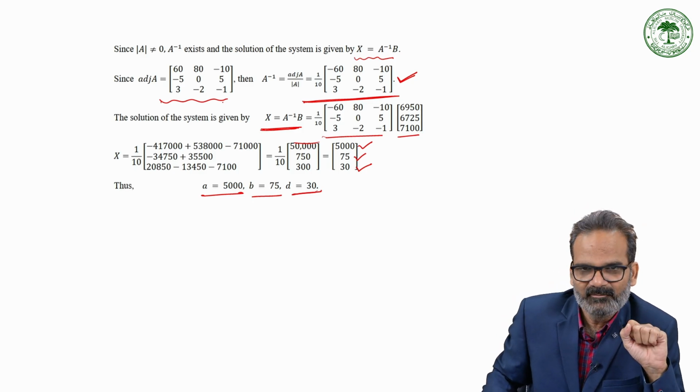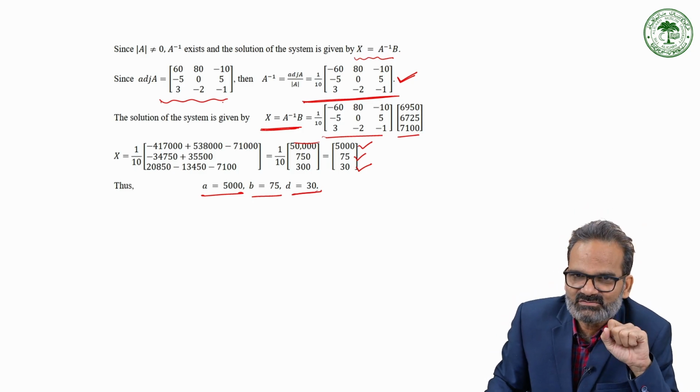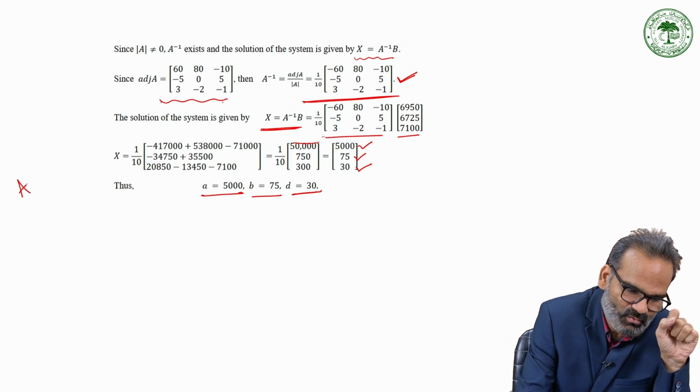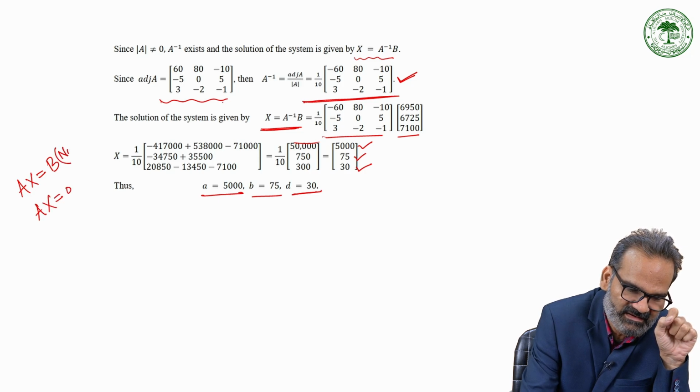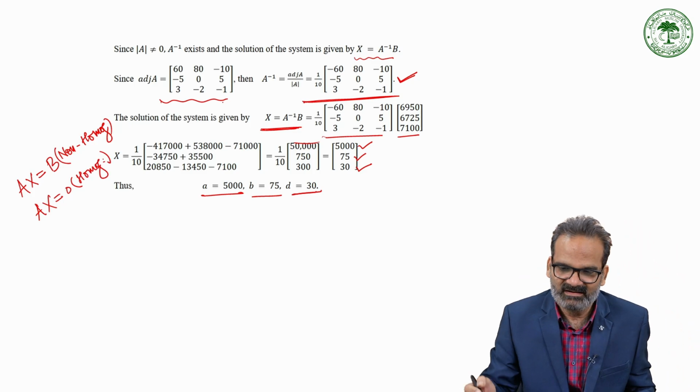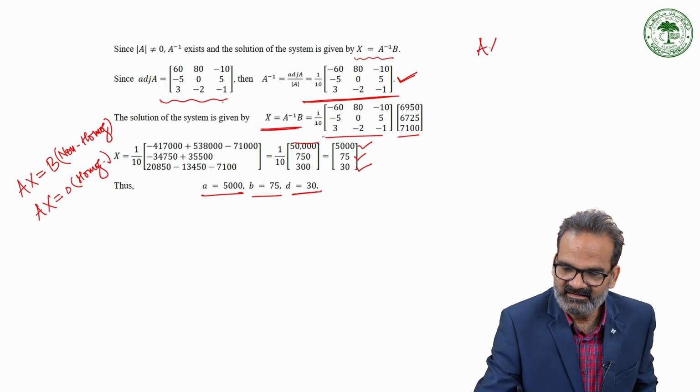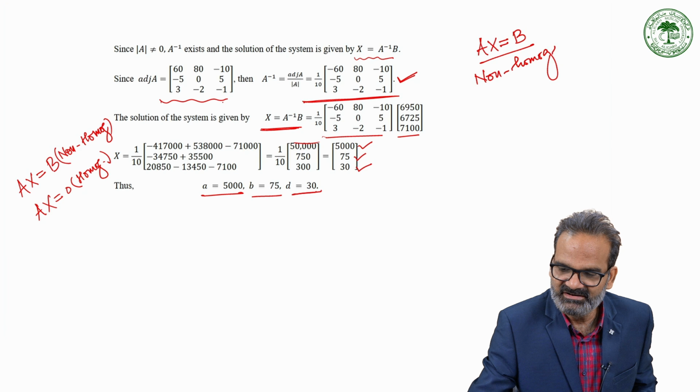Students, if you recall, when we were doing Cramer's rule, we considered two kinds of system. One was Ax is equal to b and the second was Ax is equal to 0. This is known as non-homogeneous, right? And this is known as homogeneous. So till now, the system we have considered, in all cases it was Ax is equal to b, that is non-homogeneous system, right?